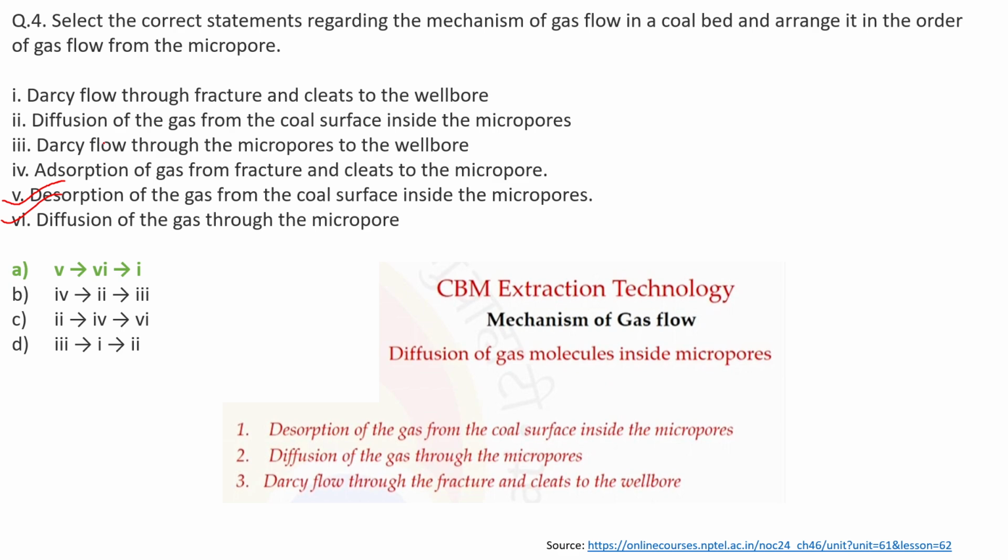So Darcy flow, there are two of them, either through fracture and flow to wellbore or through micropores to the wellbore. The correct option is the first one, Darcy flow through fracture and flow to the wellbore. So when we arrange this, we will get option A. That is 0.5, then 6, then 1. So that is the correct sequence, the correct answer.